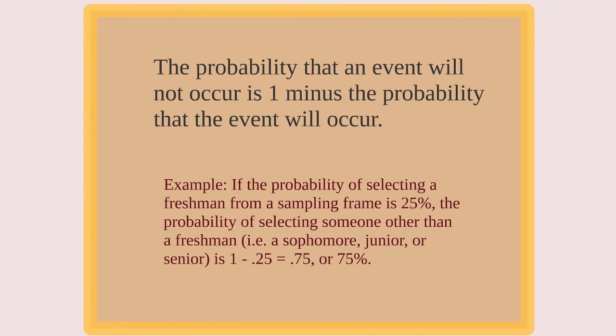The probability that an event will not occur is 1 minus the probability that the event will occur. So if there's a 25% chance of selecting a freshman, that means there's a 1 minus 0.25 or 0.75 or 75% chance of selecting someone other than a freshman, that is, a sophomore, junior, or senior.